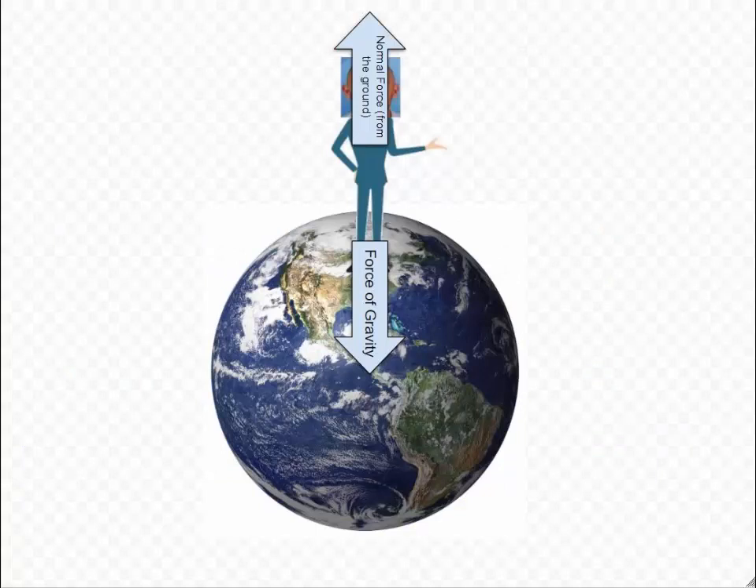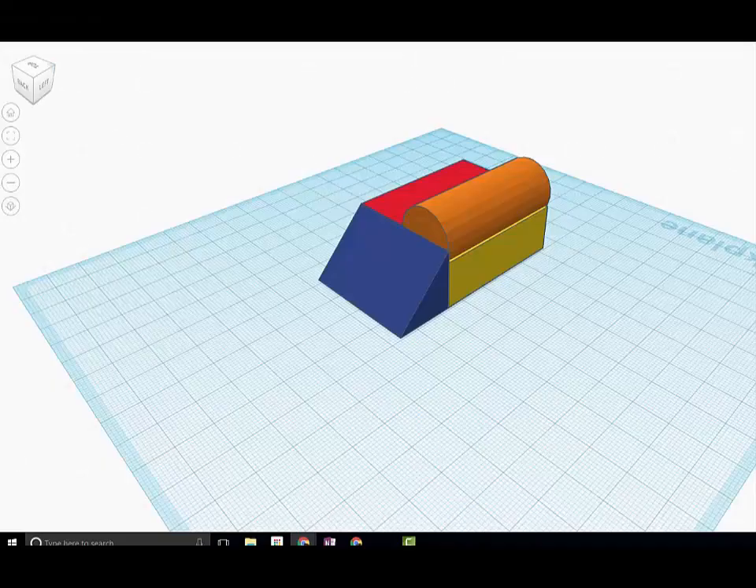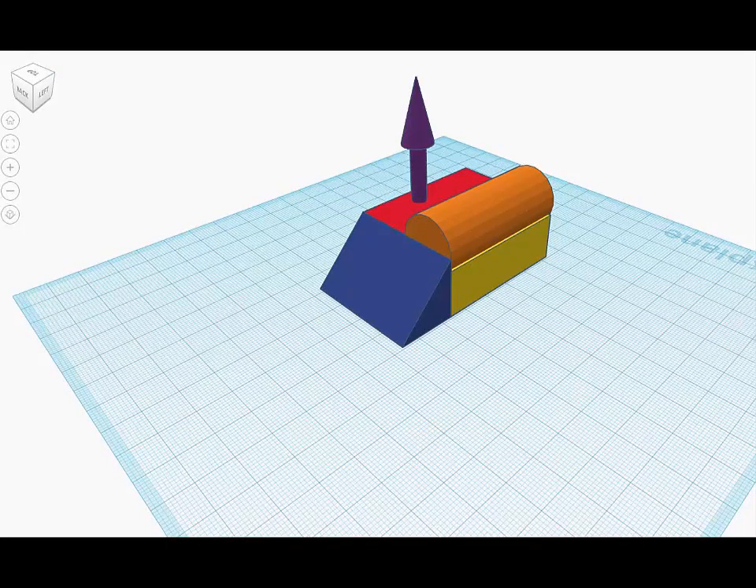Let's try this concept out in a few trickier situations. If we look at this shape with several surfaces and place a person on the red surface, which way would the normal force go? Here I've shown the normal force come straight out of the red surface, depicted here by a purple arrow, straight upward.